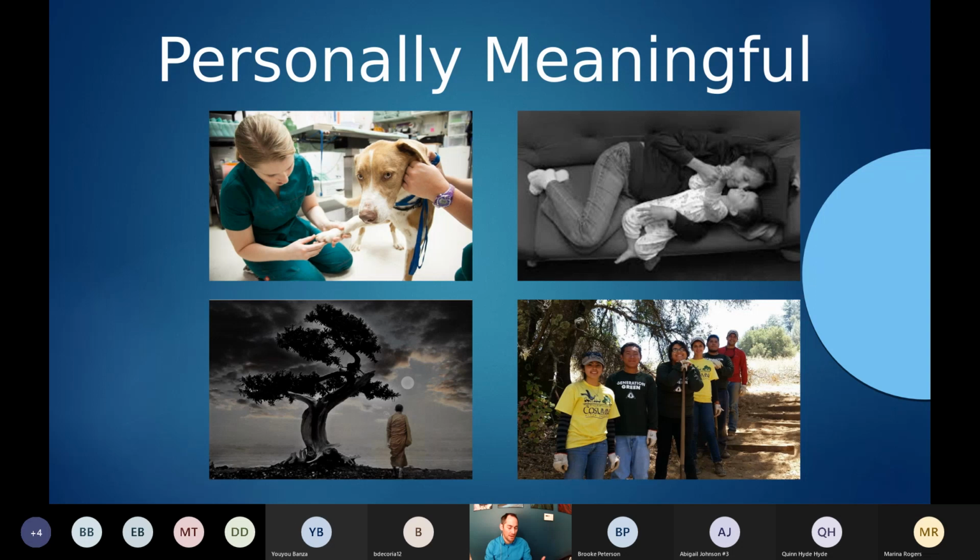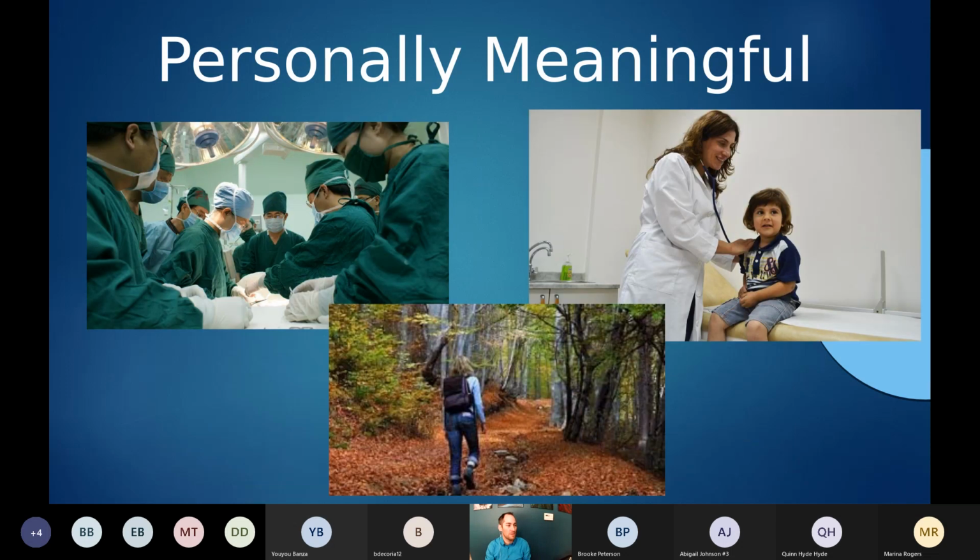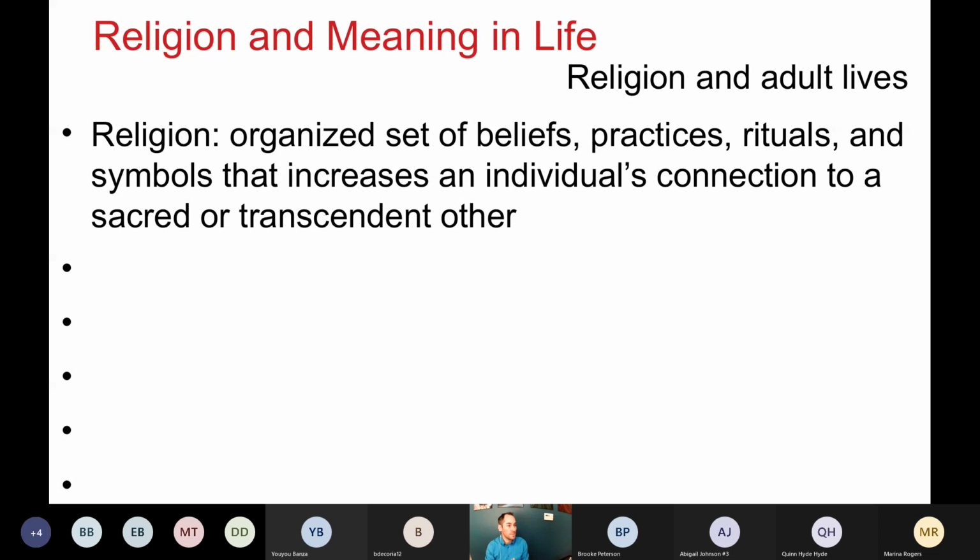And so a big key is finding for yourself what those things are, and it's generally a lot of things for anybody. Maybe there's one thing that they find most meaningful, but there are often multiple things for any individual that they find meaningful in life. So you could have personally meaningful careers, like as a doctor, or you could have personally meaningful hobbies, like going on hikes, that might be really meaningful to you. So religion is related to this as well. A lot of people find meaning in their religion.